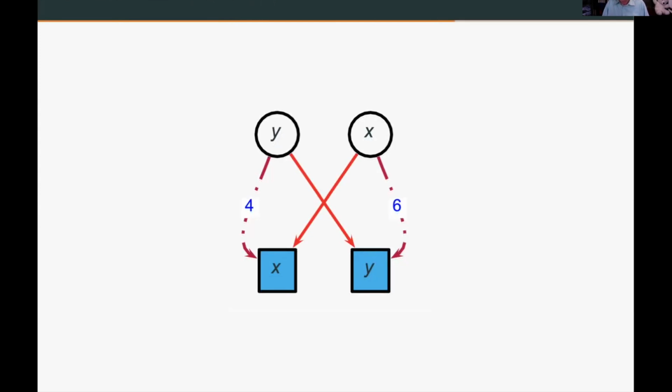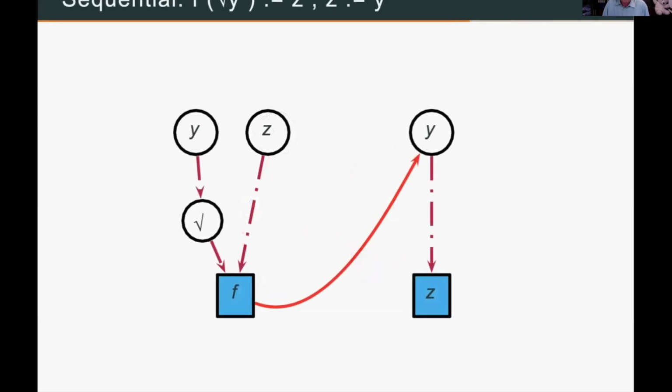For example, that you have to read x before you assign to x, because you want to assign a new value to x. But the reading of the old value has to precede the writing of the new value, and the same thing goes for y, and that prevents confusion.